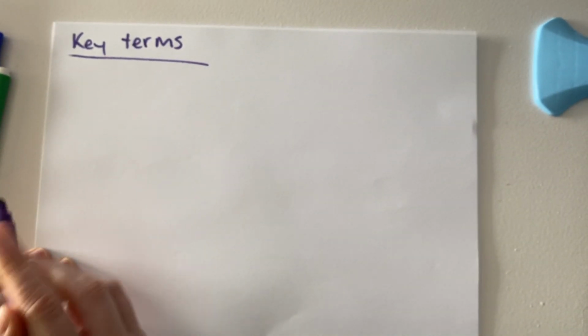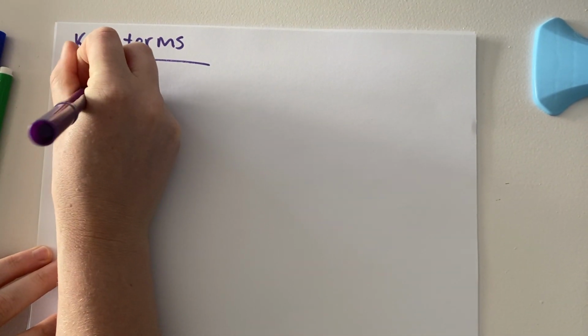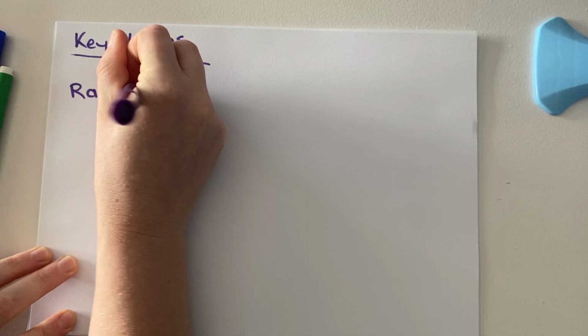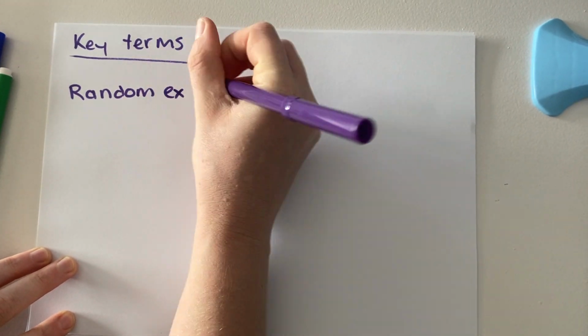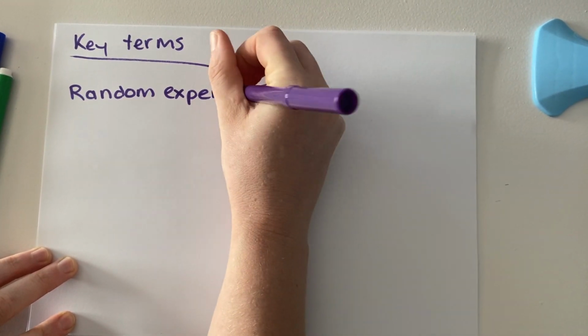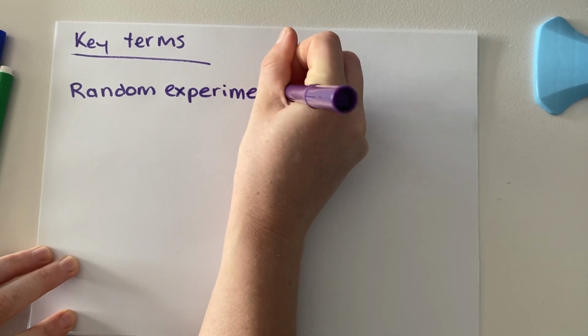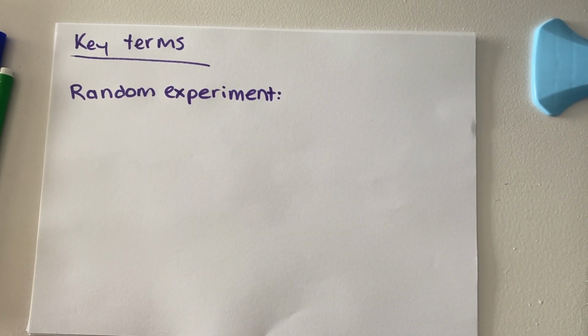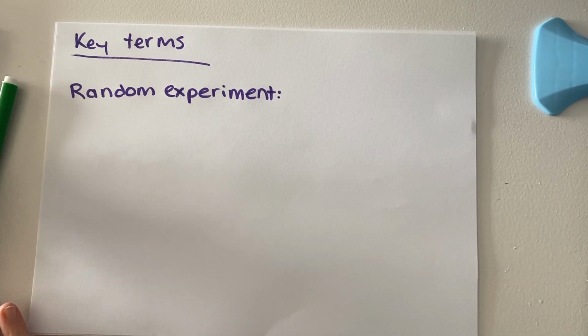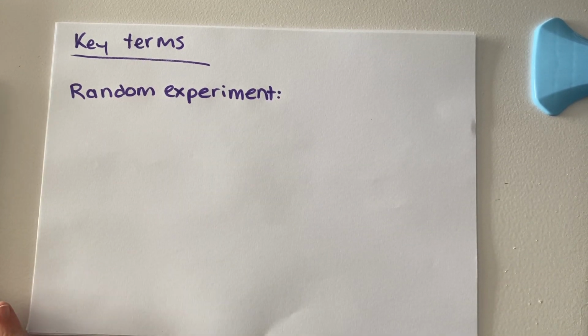Alright, so the first one we're going to look at is random experiment. This may be something like when you go to roll a dice and see how many times you get a certain number to appear. A bit like when we do Greedy Pig, and it's a game of chance of who's going to stay and who's going to go out.